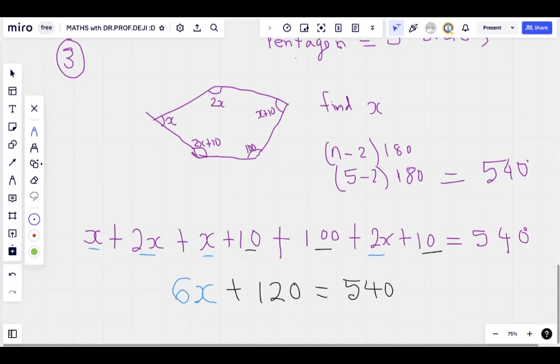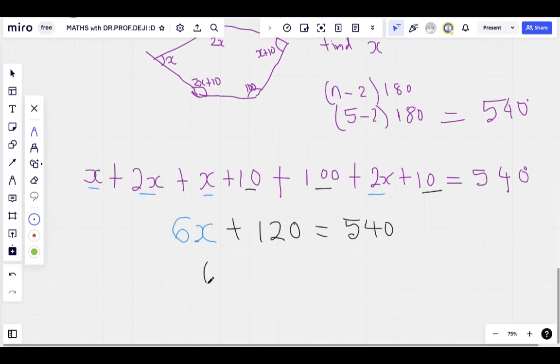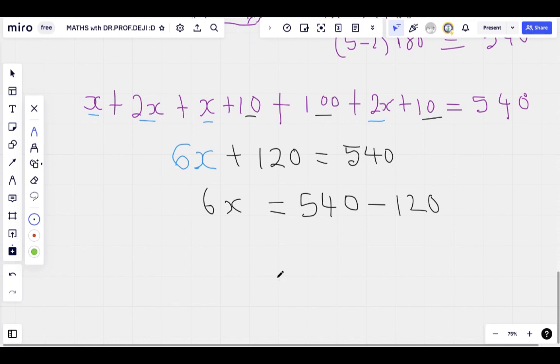So the next step is to take 120 away to the other side. 6x is equal to 540 minus 120. So 540 minus 120: 0 minus 0 is 0, 4 minus 2 is 2, 5 minus 1 is 4. I have 420. Right? Yeah.